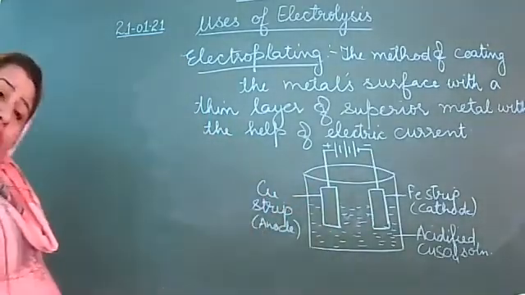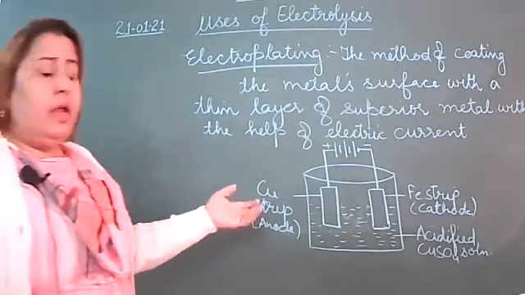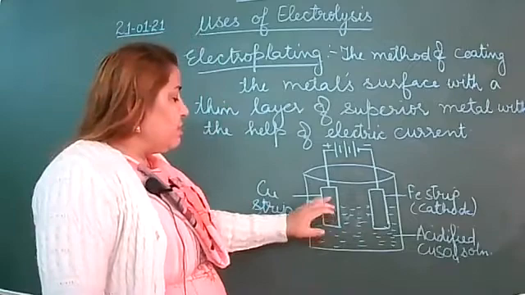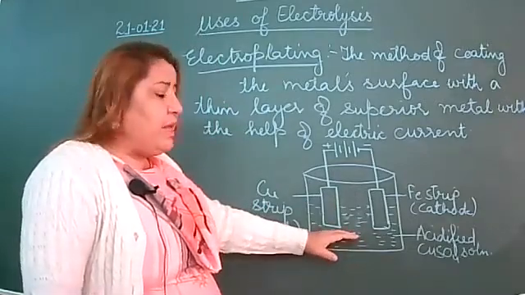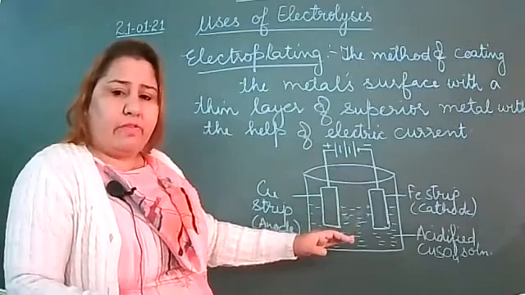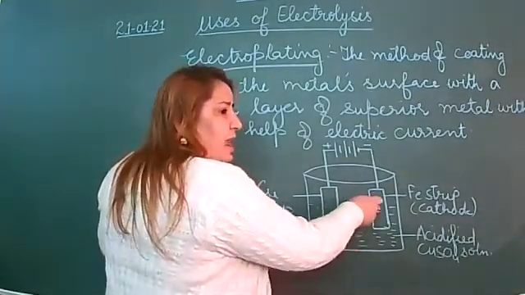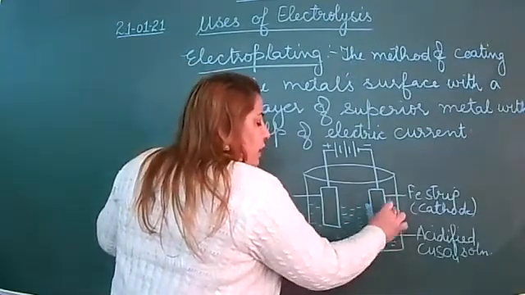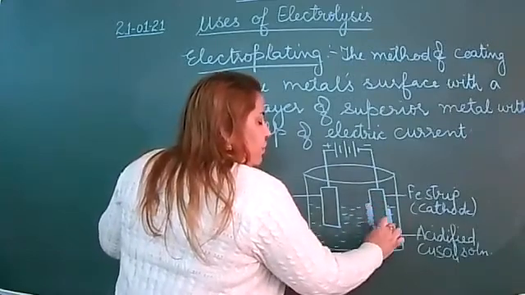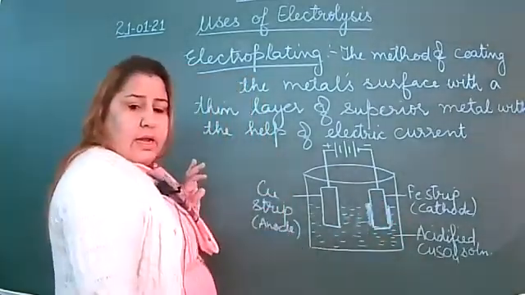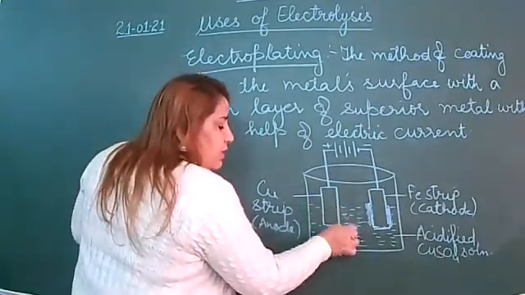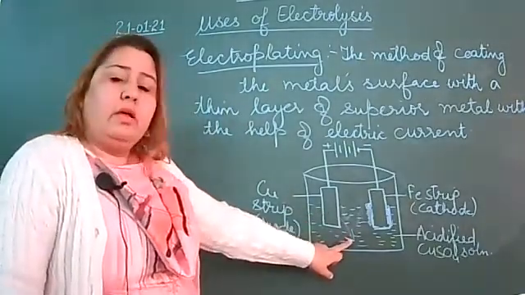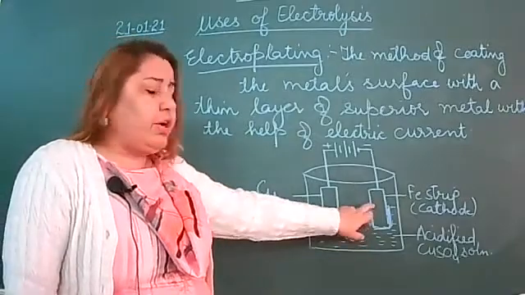Now what will we do? We will pass the electric current. The copper sulfate solution dissociates into copper plus sulfate ions. So copper is deposited on the negative rod. A thin layer of copper is formed on it. Copper is coming into the water from the copper strip and it is coated on the iron strip.